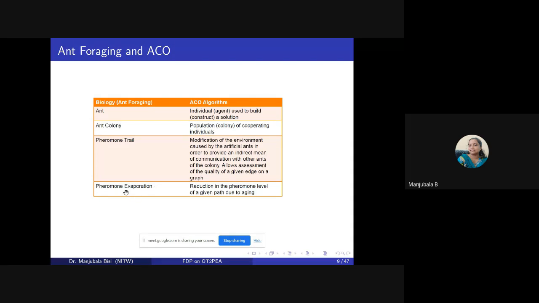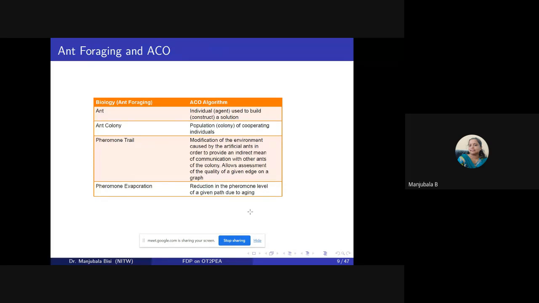So the pheromone evaporation is considered as the reduction in the pheromone level of a given path due to aging. So these are the terminologies for the biological foraging, and this foraging behavior is mimicked in this optimization algorithm, that is the ant colony optimization algorithm.